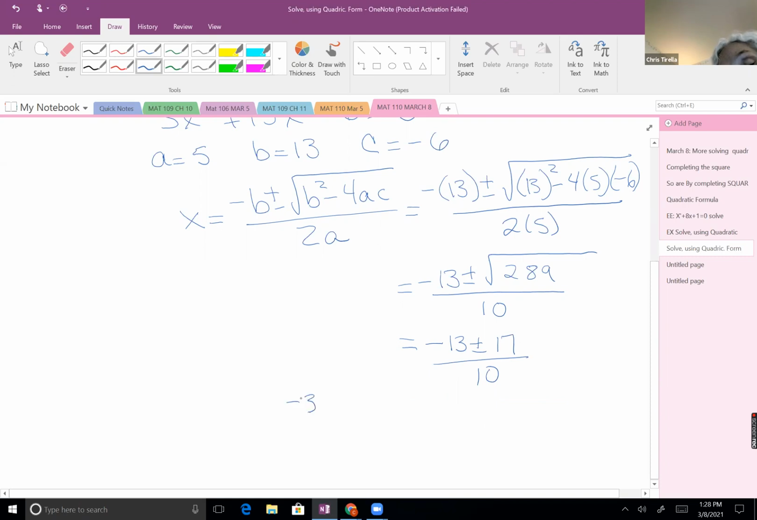With the plus sign, negative 13 plus 17 over 10 gives me, I'm sorry, no it doesn't, gives me 4 over 10, or 2/5. Negative 13 minus 17 over 10 gives me negative 30 over 10, or negative 3.